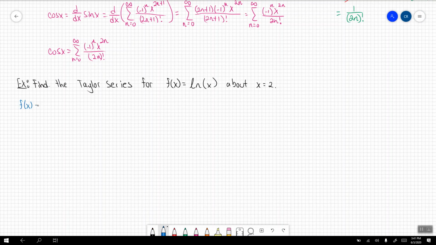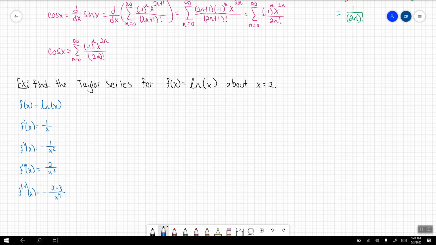So again, f of x is my natural log of x. The derivative is 1 over x. The second derivative is negative 1 over x squared. The third derivative is 2 over x cubed. There we go. Let's go to the fourth derivative. The fourth derivative is going to be negative 2 times 3, you can say 6, that's fine, over x to the power of 4.